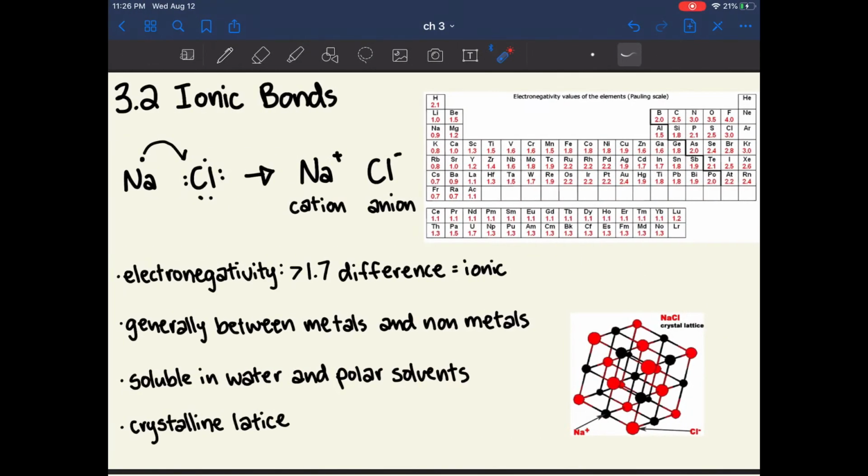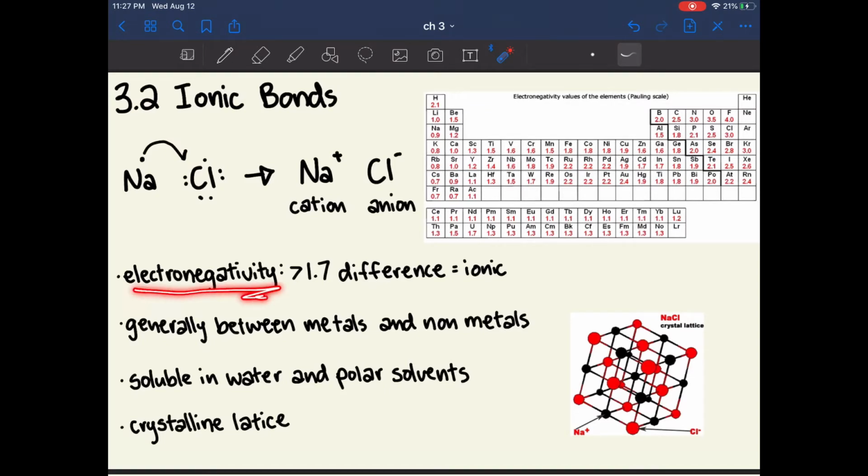Chapter 3.2 goes more into depth about ionic bonds. So as we talked about in the last slide, sodium and chlorine are good examples of a compound that forms ionic bonds when they come together. So chapter 3.2 specifies that a cation and an anion is always formed when an ionic bond forms. So what defines an ionic bond? Like, how do you know when two elements are going to form an ionic bond?